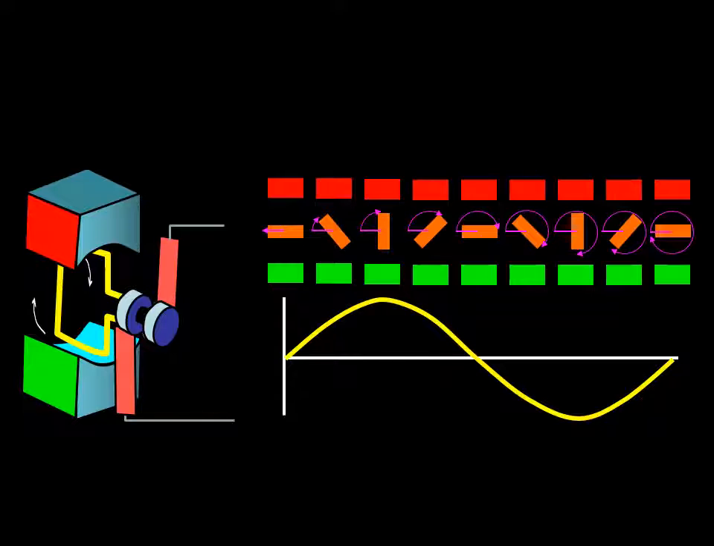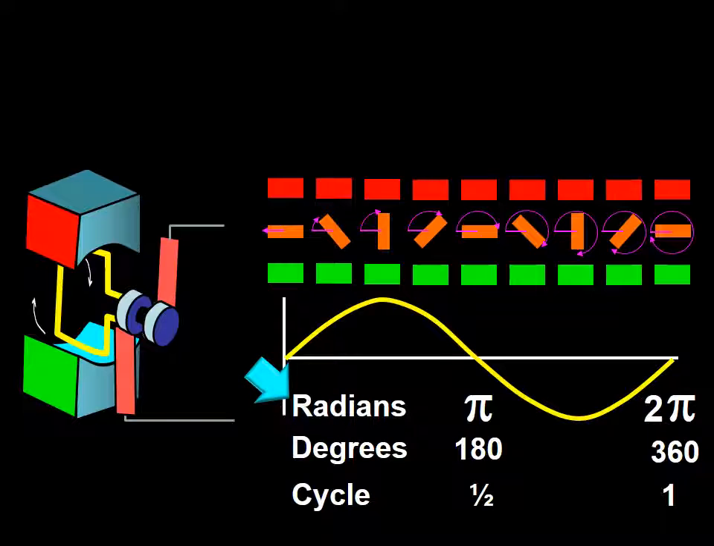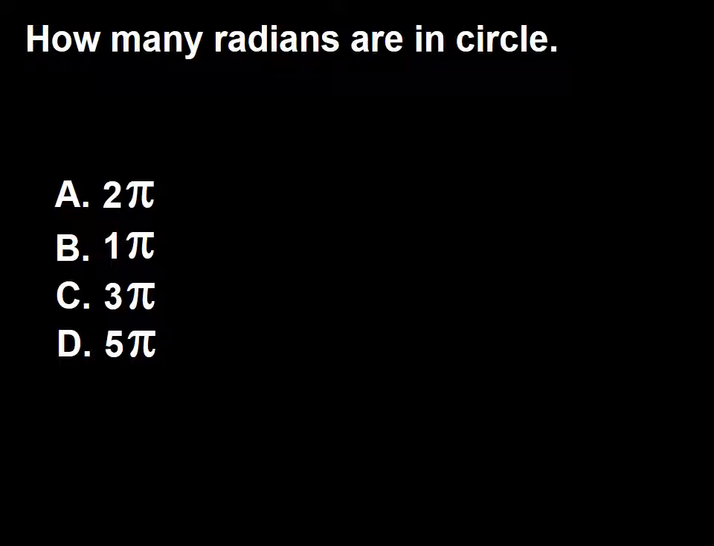When the wire of a generator turns, it makes a complete circle. We refer to such an excursion as a full cycle. That is to say, we also refer to it as a 360-degree turn or as a 2 pi radian. So the answer to this question is A.